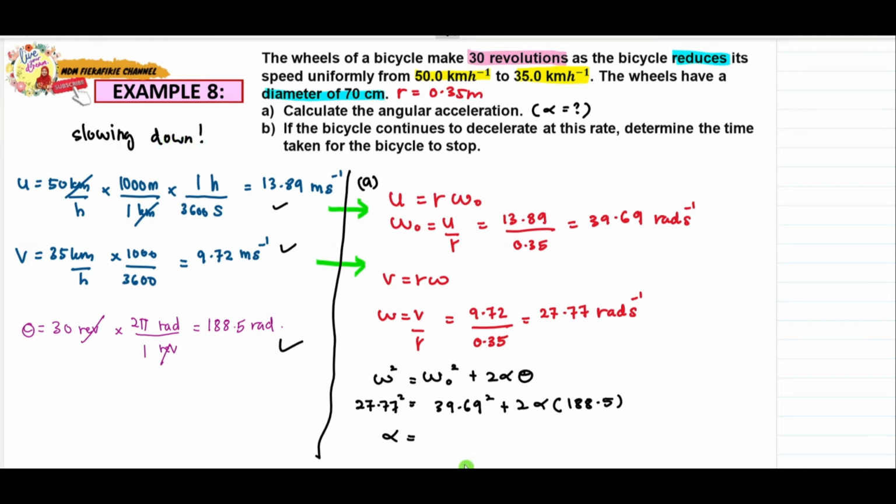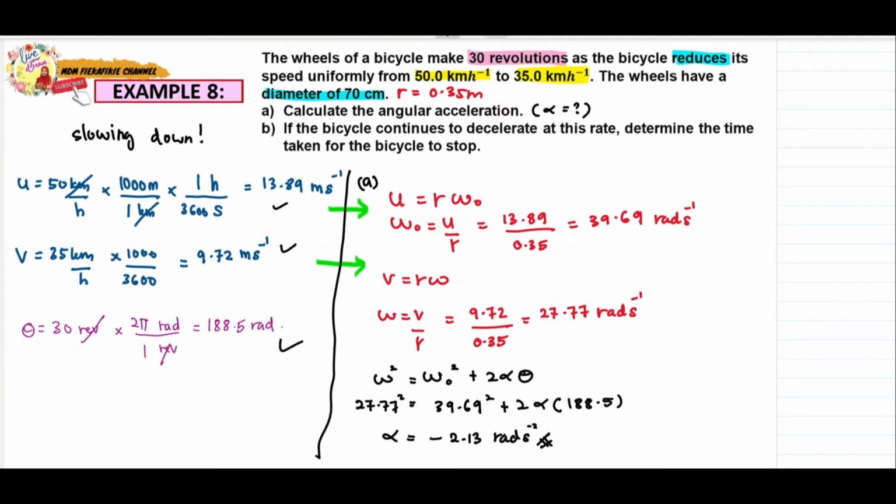Okay, the wheel is slowing down. So, negative 2.13 radian per second. Okay, kalau you tak dapat negatif tu, salah lah maksudnya tu kan. Okay. So, B. Sekarang kita nak buat B pula.